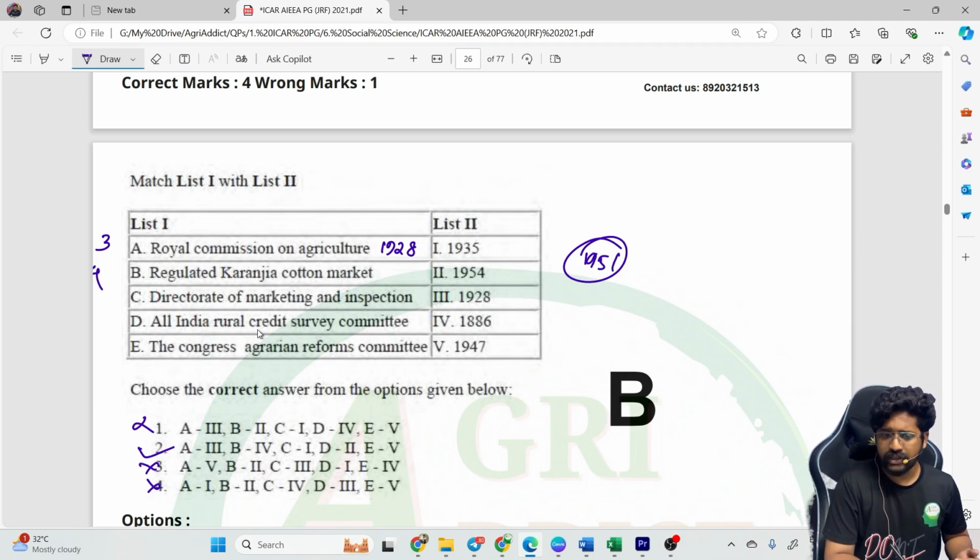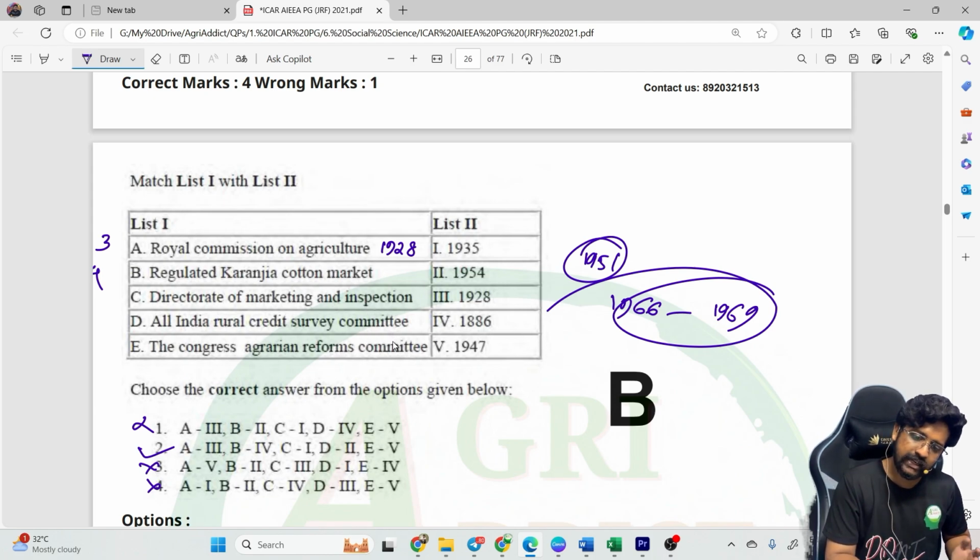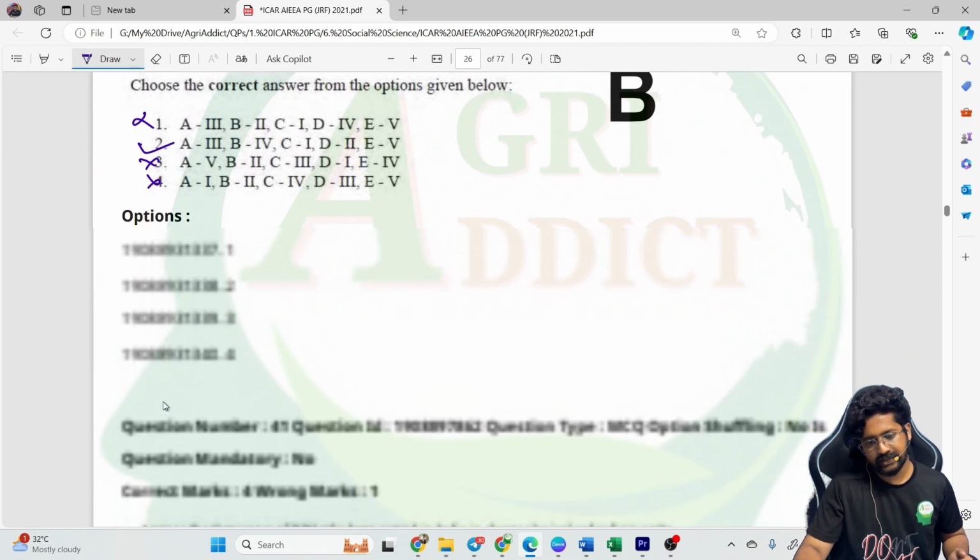What about the All India Rural Credit Review Committee? It came in 1966 and the report was given in 1969. These were the most important events that happened during the cooperative movement of India, the All India Rural Credit Survey Committee as well as the All India Rural Credit Review Committee. And the final one is the Congress Agrarian Reforms Committee, which came in 1947. So therefore, the second option will be the correct answer.